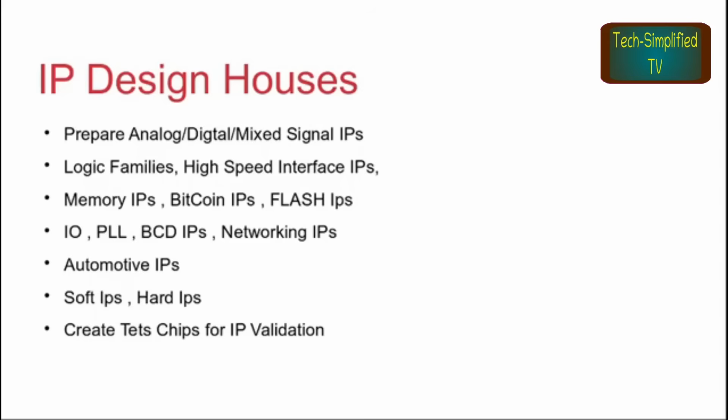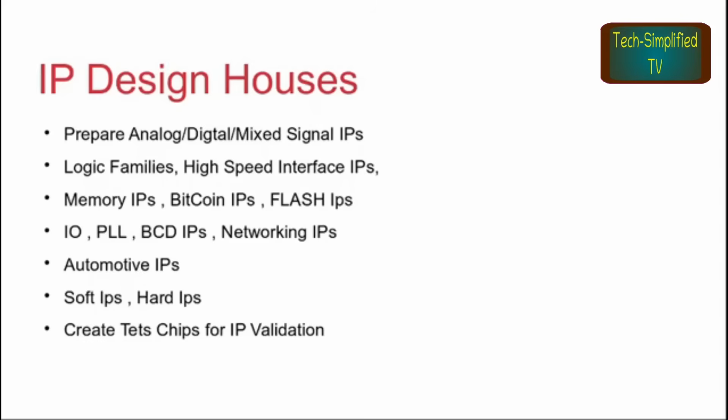They manufacture different types of IPs like analog, digital, and mixed signal IPs. Broadly, if it is digital, it will contain the logic families and high-speed interface IPs. Also a chip needs memory, so there will be flash memory and SRAM memory. Bitcoin IPs are nowadays very popular also because of the Bitcoin mines. For a chip to be fabricated, IO, PLL which sometimes acts as a clock, BCD IPs, and networking IPs are also needed. Automotive IPs are now in high demand because automobiles also use a lot of electronic gadgets inside them, so it is a hotcake nowadays.